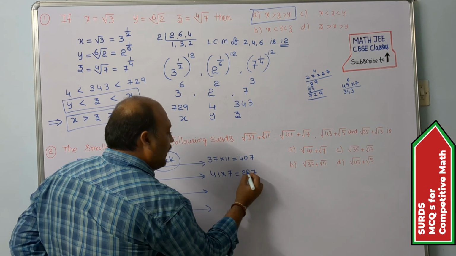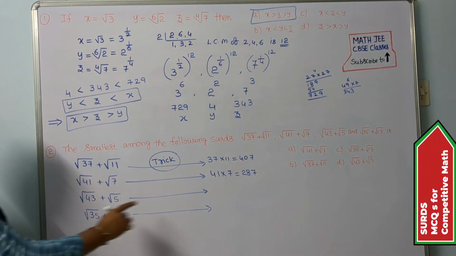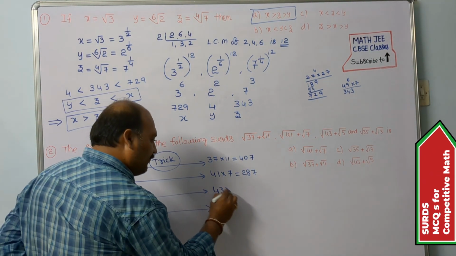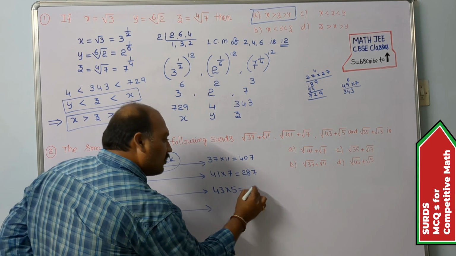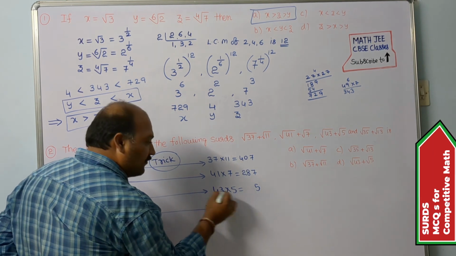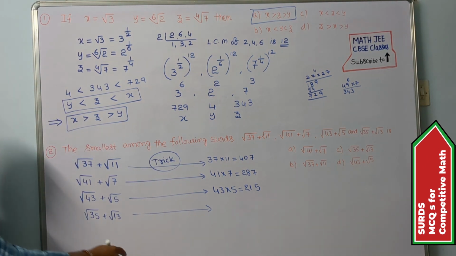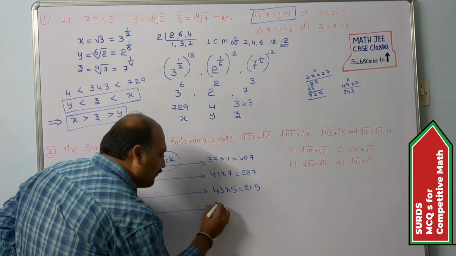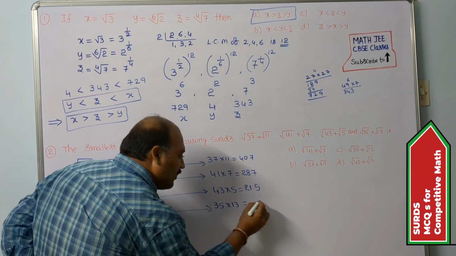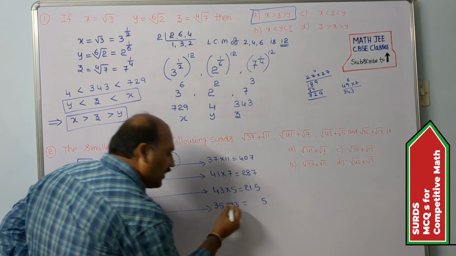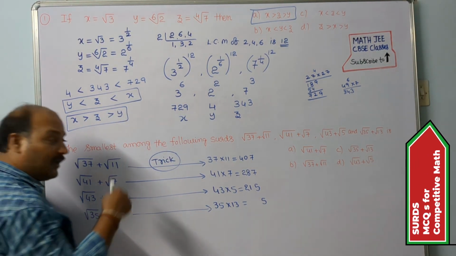7 and 287. The product of 43 and 5: 5 threes are 15, 5 fours are 20, and 1 is 21. Next, 35 into 13. 13 fives are 65. 13 threes are 39 plus 6.